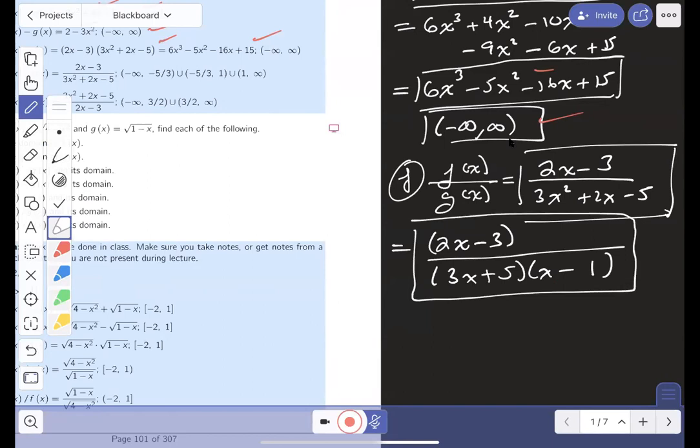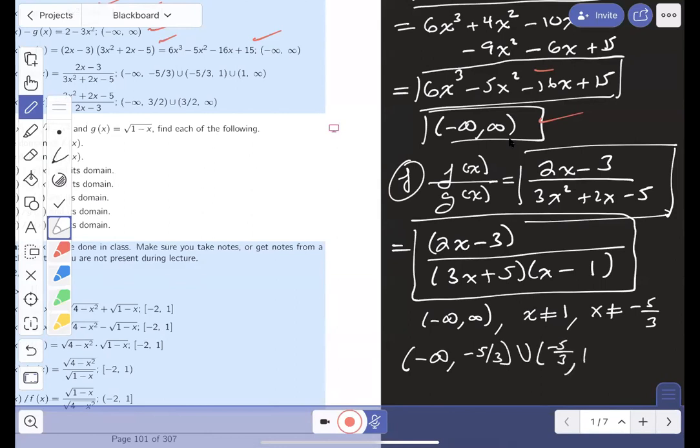Now, what's a domain? The domain is still the intersection of those two sets. However, I have to remove any cases of division by 0. And where did you get a division by 0? Well, at 1, so x can't be 1, and the other 0 would be minus 5/3. We like to write this in intervals. I'll go through that with you. That's minus infinity up to minus 5/3, union minus 5/3 up to 1, union 1 up to infinity. And those numbers 1 and minus 5/3 are not being touched.